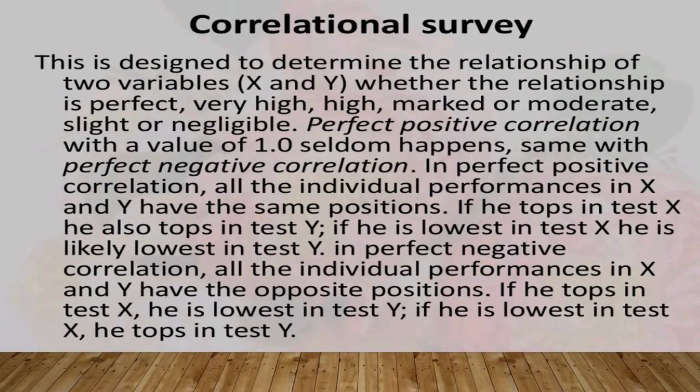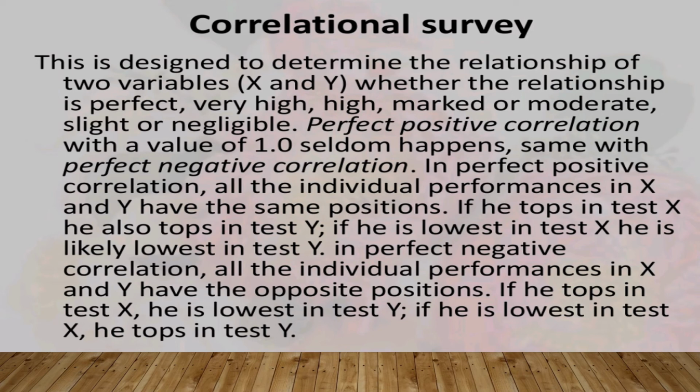Then, correlation survey. This is the design to determine the relationship of two variables X and Y, whether the relationship is perfect, very high, high, marked or moderate, slight or negligible. Perfect positive correlation with a value of 1.0 seldom happens. Same with perfect negative correlation.